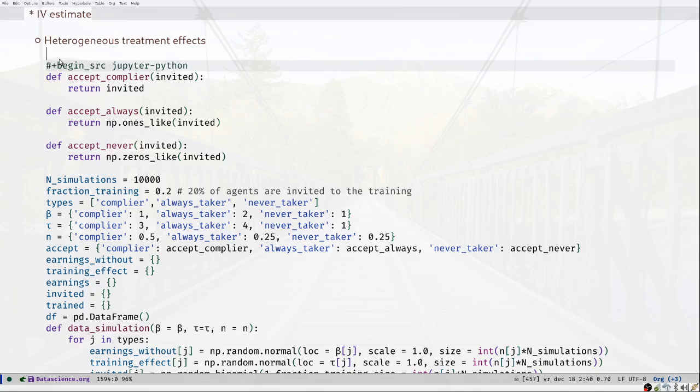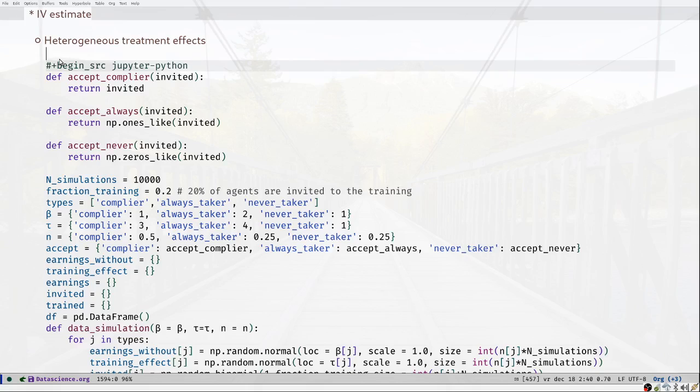So we're going to use the same method again to try to understand how to estimate treatment effects when these are heterogeneous. First we're going to generate our own data, and then we're going to try different estimators to see whether we can recover the effects that we put into our own data.